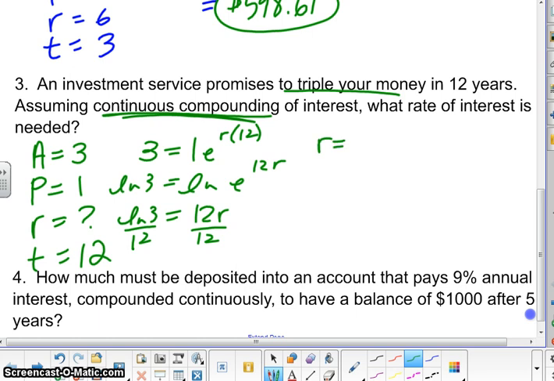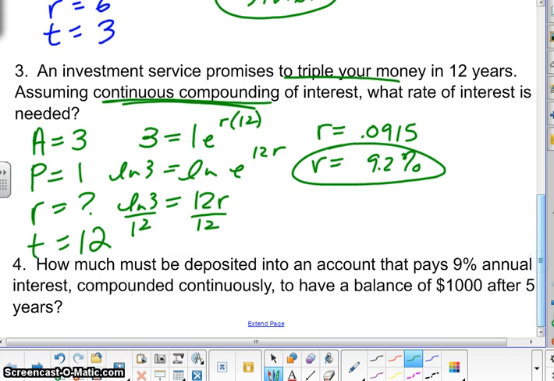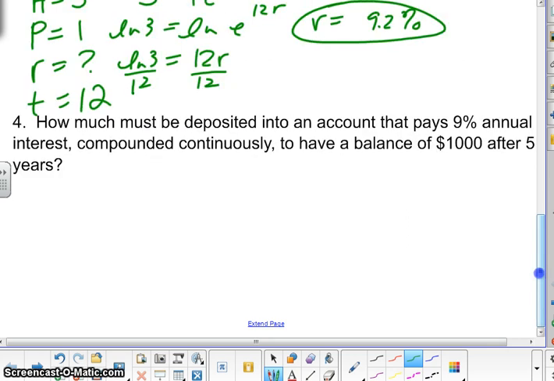And then you should get 0.0915, but we don't want to leave our answer like that. We want to put it as a percent. So that would be 9.2%. All right, go ahead and push pause, see if you can figure out this next one.